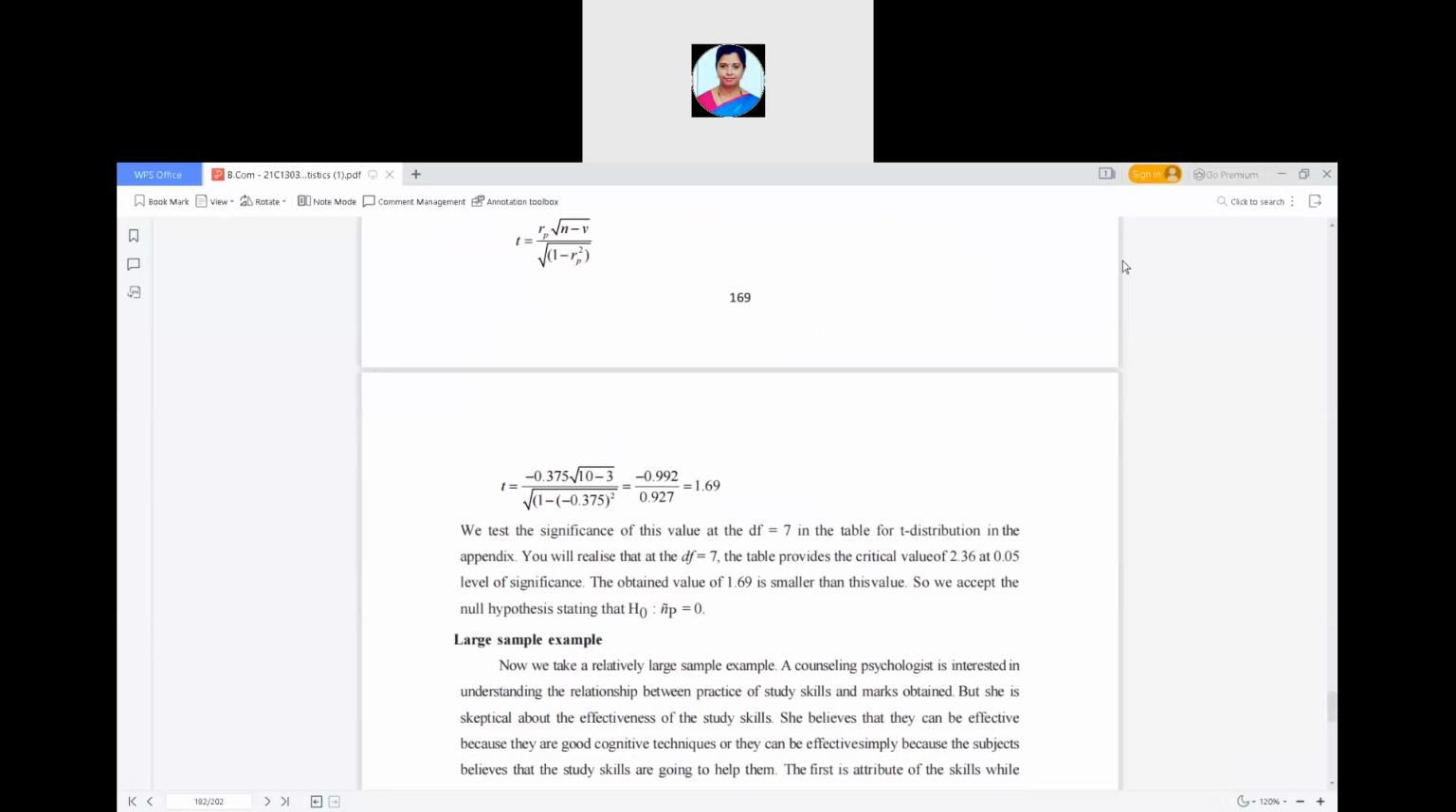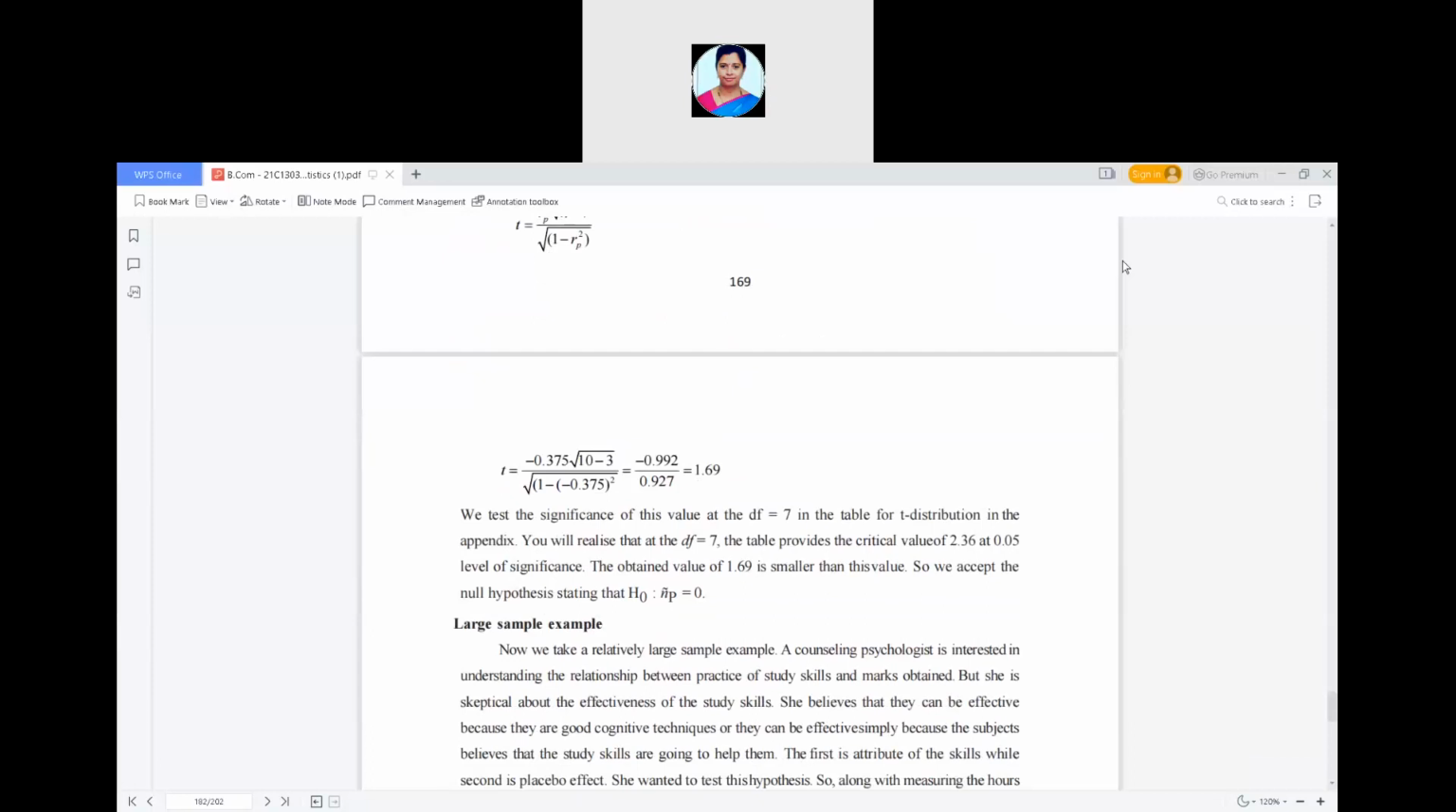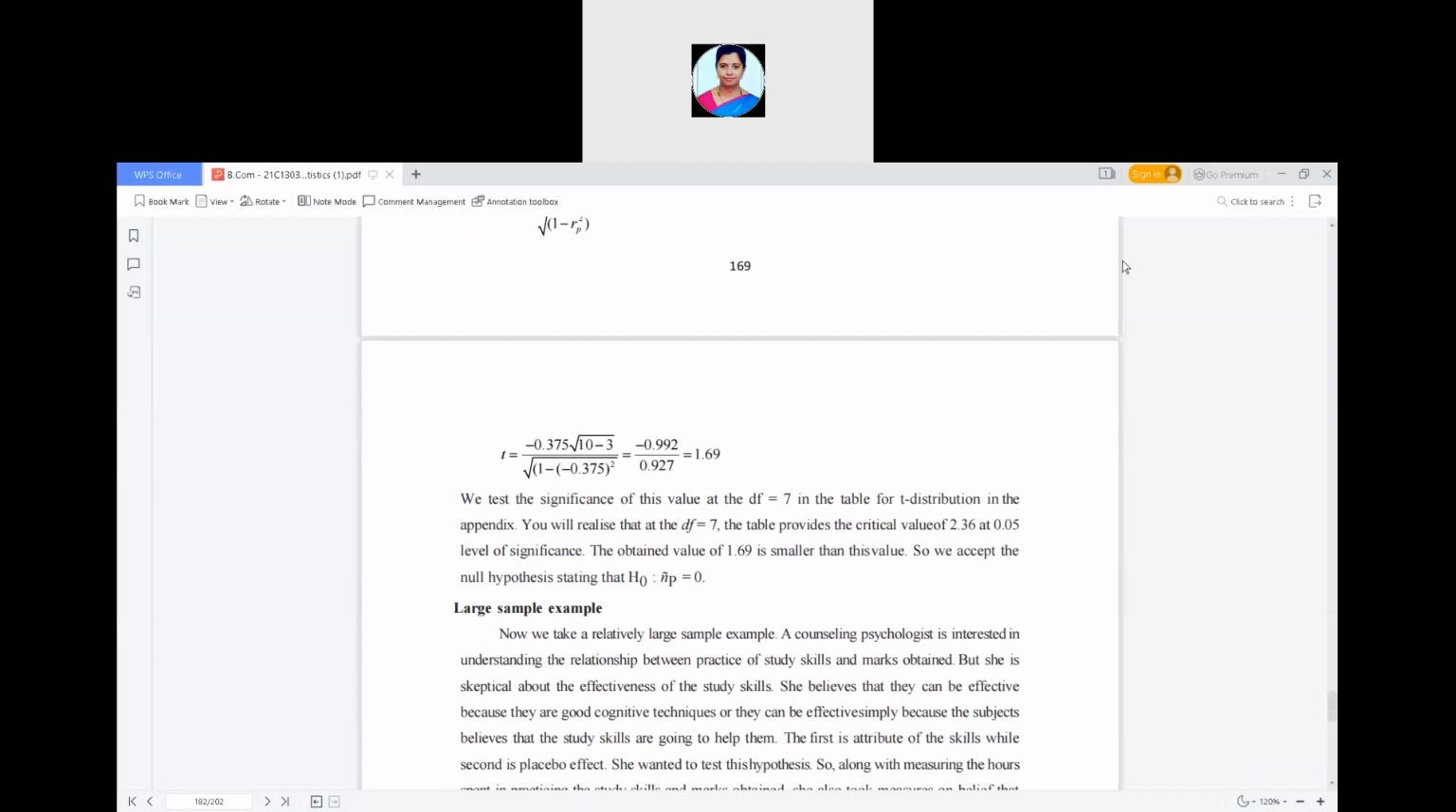So we realize that the degrees of freedom equal 7, and the table provides the critical value of 2.36 at the 0.05 level. Here we obtained 1.69169, which is smaller than this value. So we accept our hypothesis, so there is NP equal to 0.